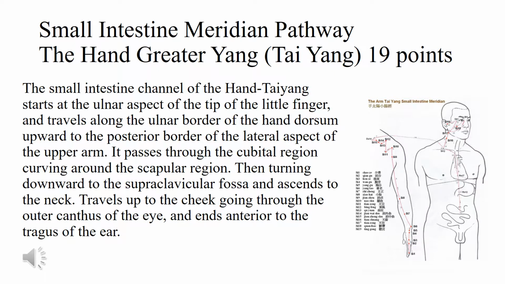Now, function-wise, SI4 is the source point. And we said before, source points on yang channels are not huge, but there is something about this one that sometimes comes up. Since this is the channel that separates the clear from the turbid, you might use that to remember that SI4 is said to be good for jaundice. The channel separates the clear from the turbid, so the source point is good for jaundice. 5, not much to say about it. Not a big point. Just a little bit of stuff.